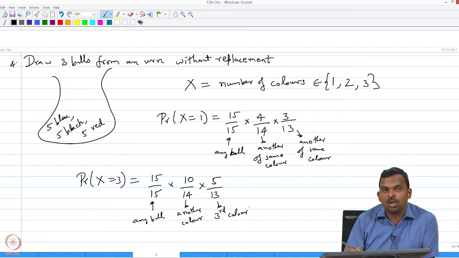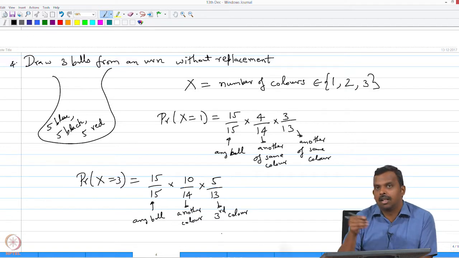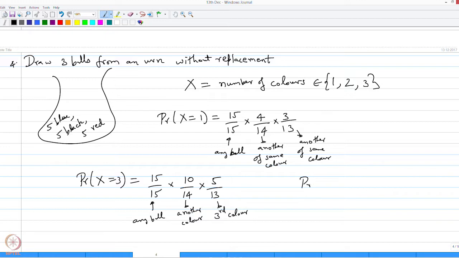Okay, so hopefully you see the logic in this, how conditioning works and how the independence works. Now, once again I am going to leave probability that x equals 2 as a homework for you. One needs to pay attention to the cases. The number of cases will be a little bit more tricky here because you want 2 colors, but it is possible to enumerate it carefully and then consider all the cases and you will get it. Okay. So, this is the fourth example.